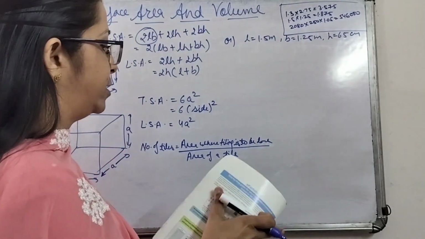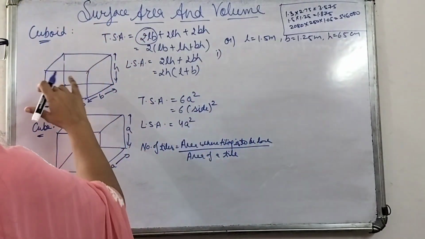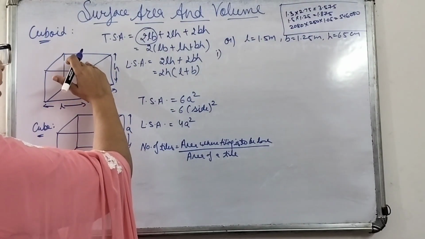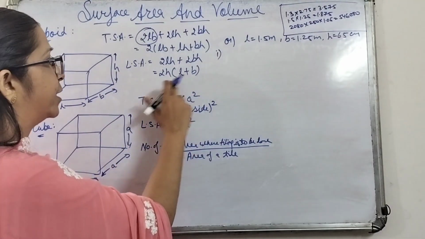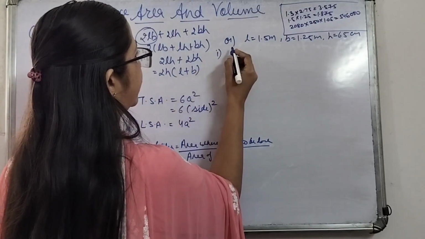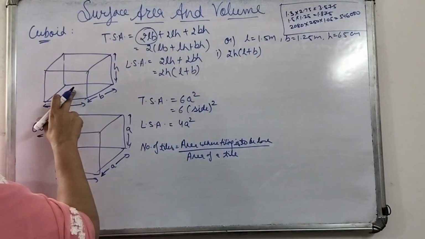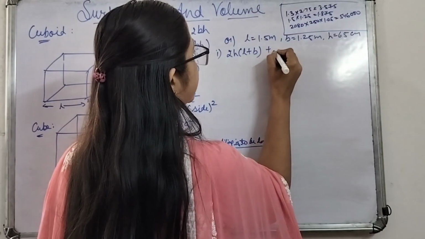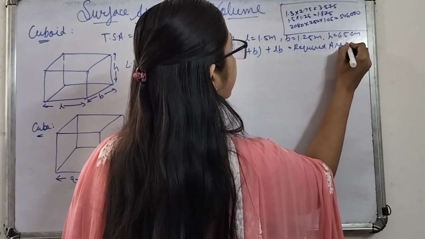First part we are considering first. What will be the area which is required? The area is required of 5 faces. We are not considering the top face. 5 faces means the lateral surface area, all the 4 boundaries, that is 2 into H(L + B). And the bottom face we also need to consider, and the area of the bottom face will be L into B. This is your required area.